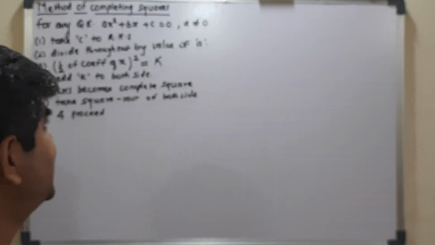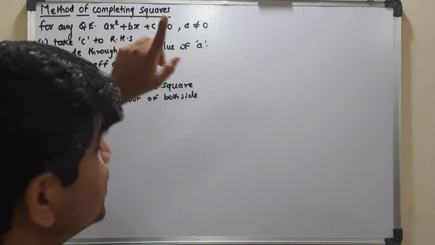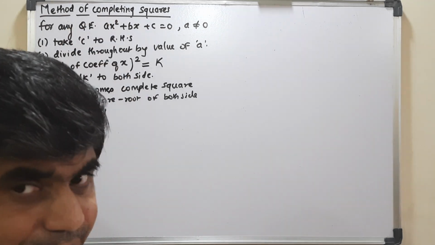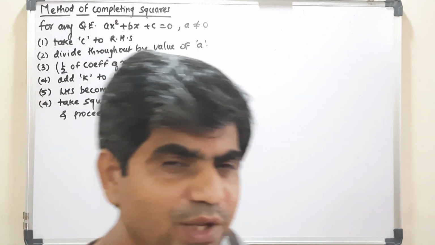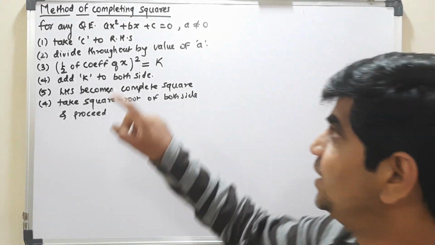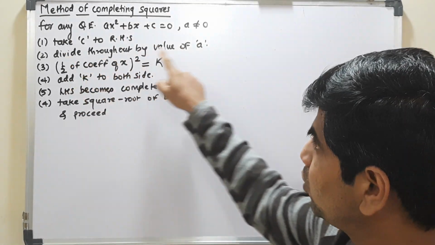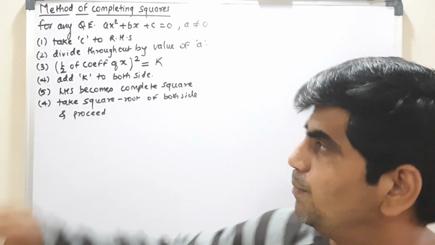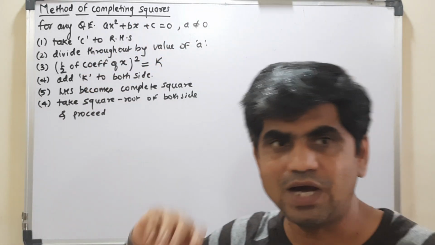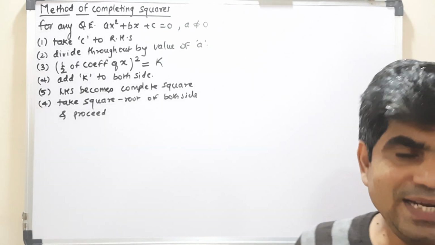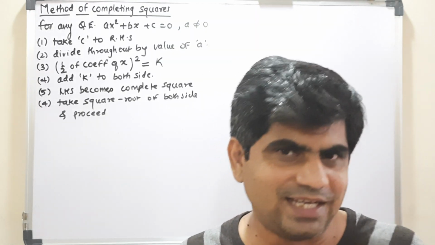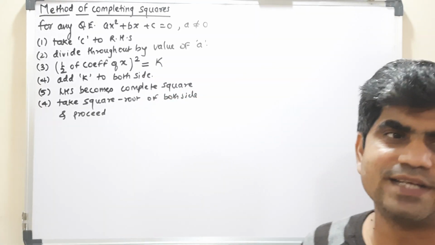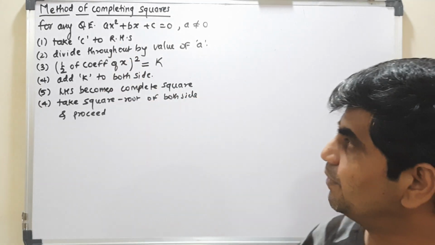After taking it to the right side, the second important step is that this particular a must become 1. And there is only one way to make it 1, that is, divide throughout by a. Your two important steps are completed. Step number 1, taking c to the RHS. If it is already on the RHS, don't take it again; let it be on the RHS. But if it is on the left side, then take it to the right side. Then divide by the value of a.